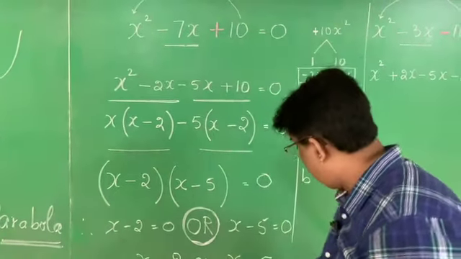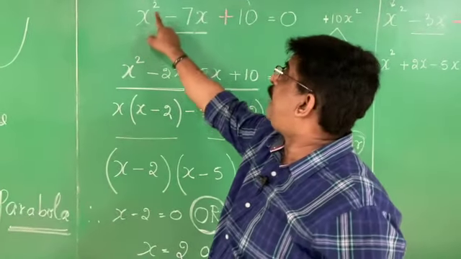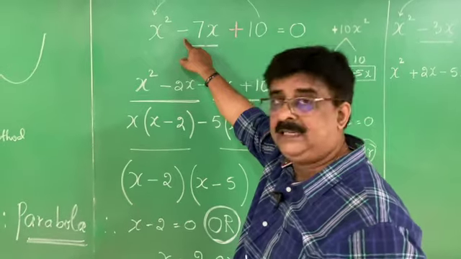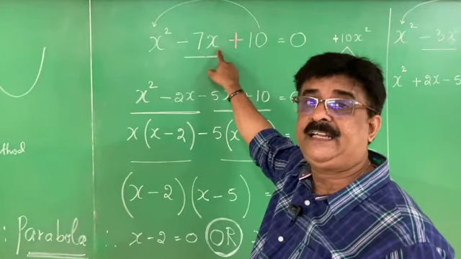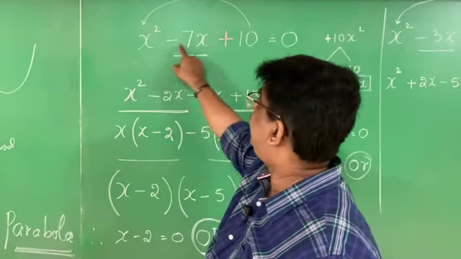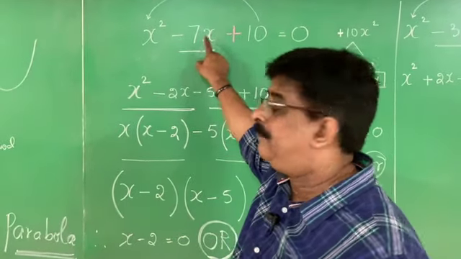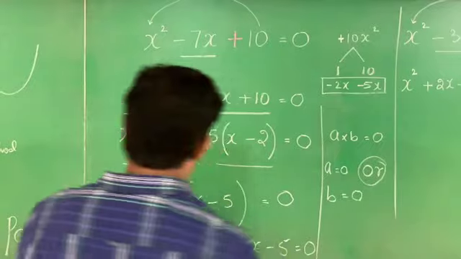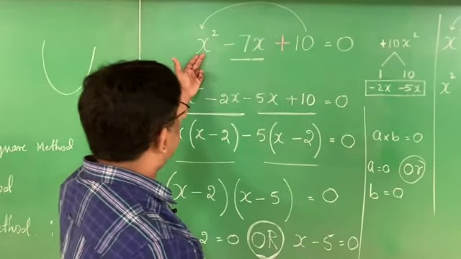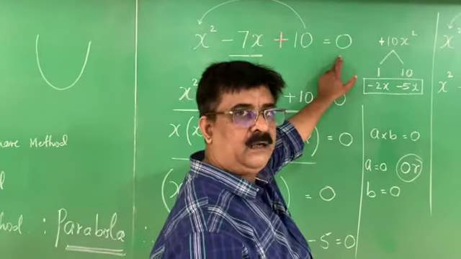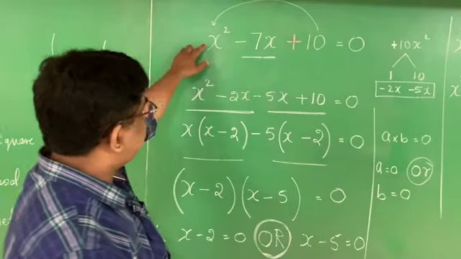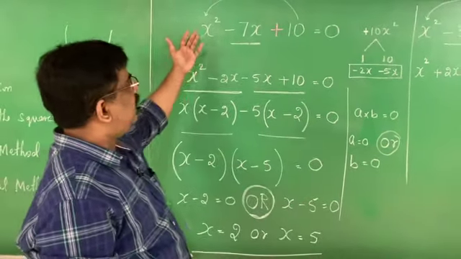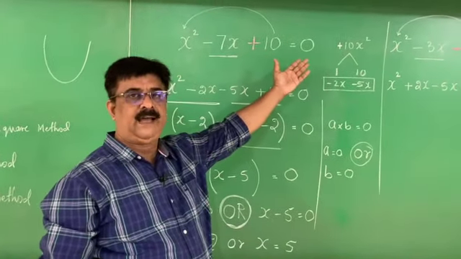Or put 5 in place of x. 5 square is 25 minus 7 into 5. 7 into 5 is 35. 25 minus 35 is minus 10. Minus 10 plus 10 is 0. Therefore, what do roots mean? Roots are nothing but the values of x that satisfy the equation. Therefore, in the place of x, I can replace 2 or I can replace 5. In both cases, the value of the equation is 0.